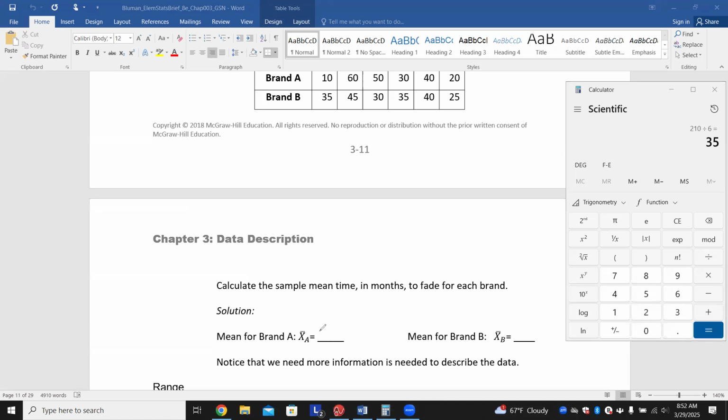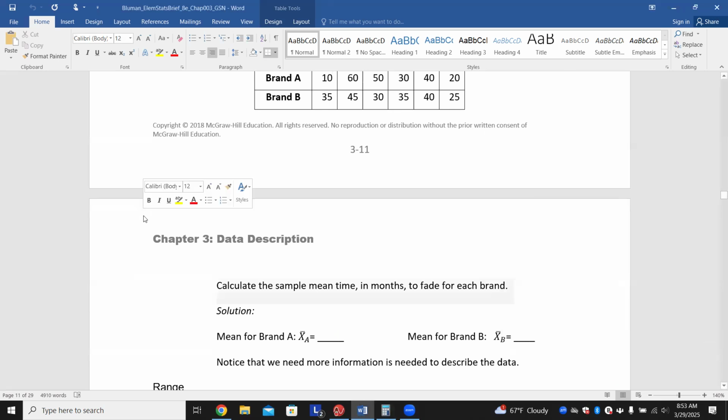So brand A's mean is about 35 months. And let's look at brand B. So it'd be 35 plus 45 plus 30 plus 35 plus 40 plus 25. We'll divide that also by 6, and we get 35 as well. So notice that we need more information to describe this data, because right now it looks like both brands are going to average about 35 months before the paint fades away.